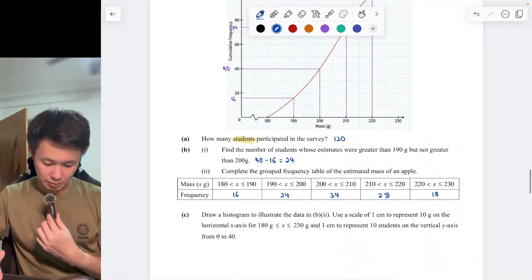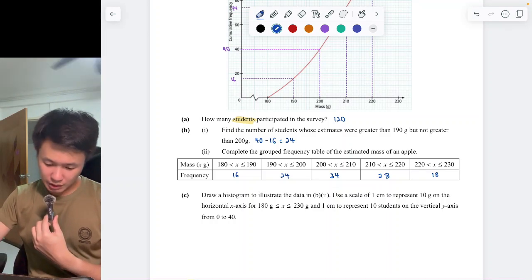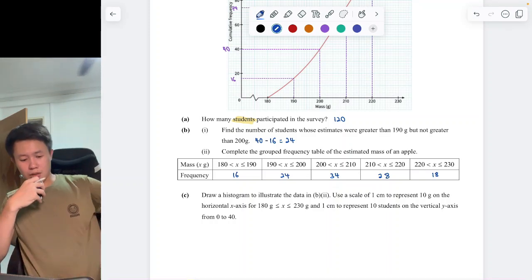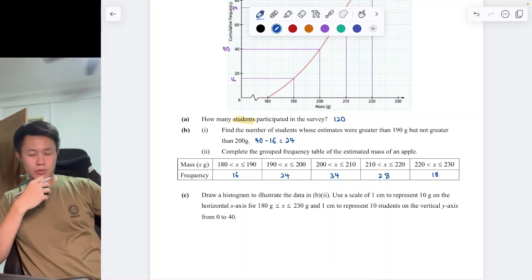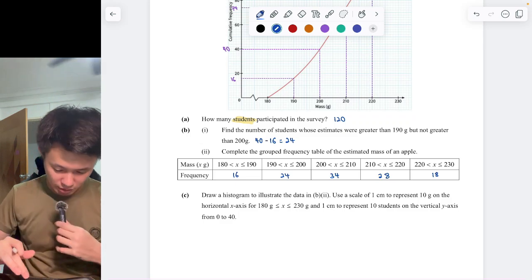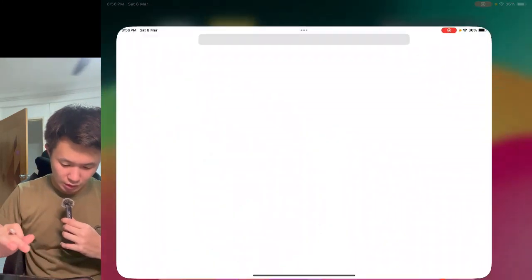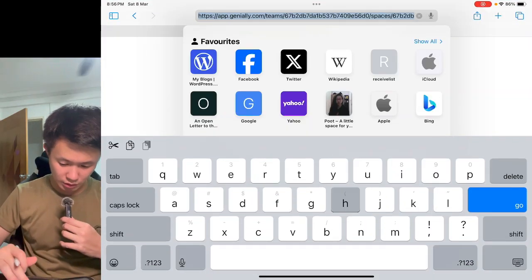Okay, the last one is to draw a histogram. If you know what a histogram is, let's just quickly look at a histogram.